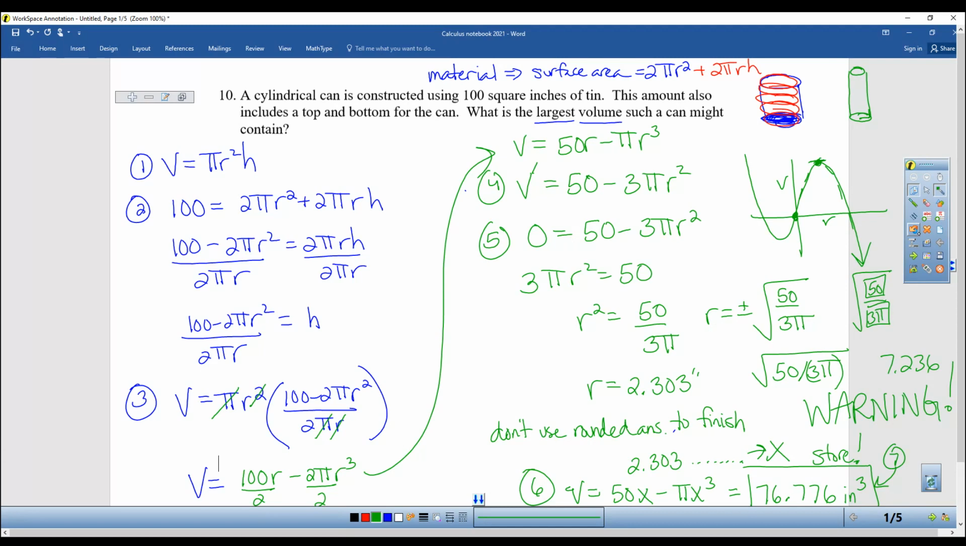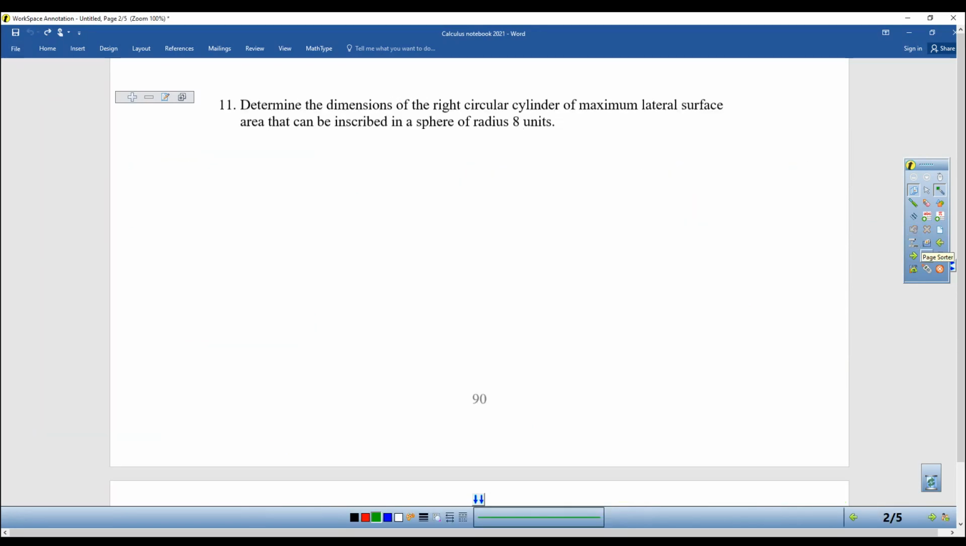All right, let's do number 11. Determine the dimensions of a right circular cylinder of maximum, here it is, lateral surface area that can be inscribed in a sphere. Oh, this is fantastic. All right, so let's draw our sphere, which I know it just looks like a circle, but I don't know how to draw a sphere, three-dimensional. So I'm going to stick a cylinder in it.